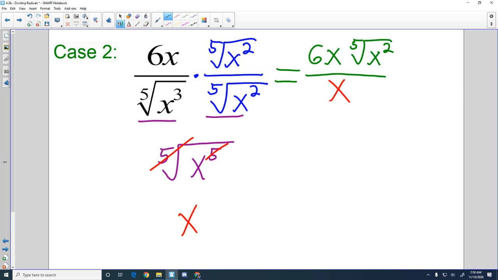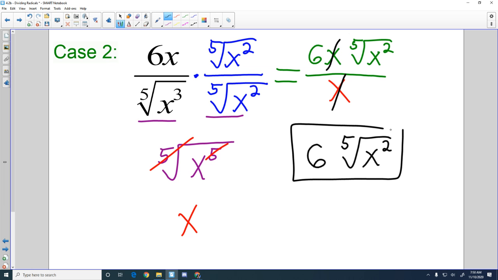Yeah. There's an x up top and an x on bottom. We know that anything divided by itself equals 1. So we could just cancel those out. And we'd write our final answer as just 6 times the 5th root of x squared. And so that would be that simplified fraction.